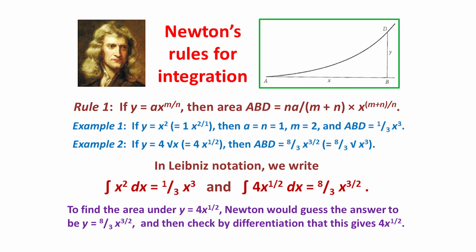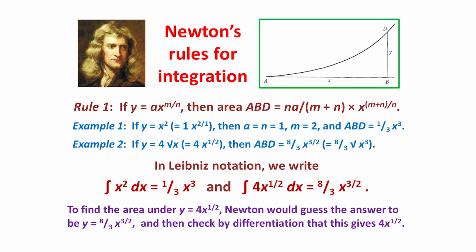Newton, on the other hand, didn't sum lines to find areas. Instead, he produced rules for finding them. One such rule was that if ABD is the area under the curve shown on the right, and if the curve is y equals a times x to the power m over n, then this area is na over m plus n times x to the power m plus n over n.